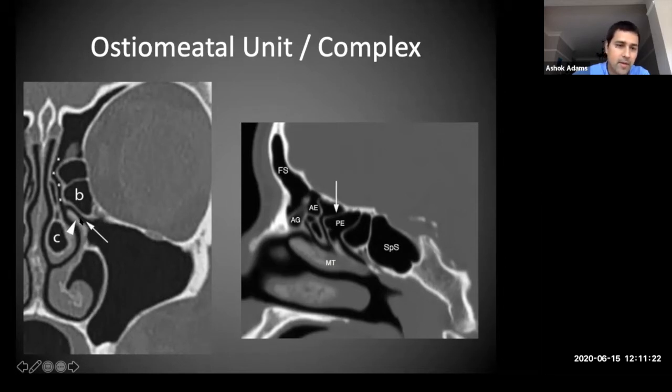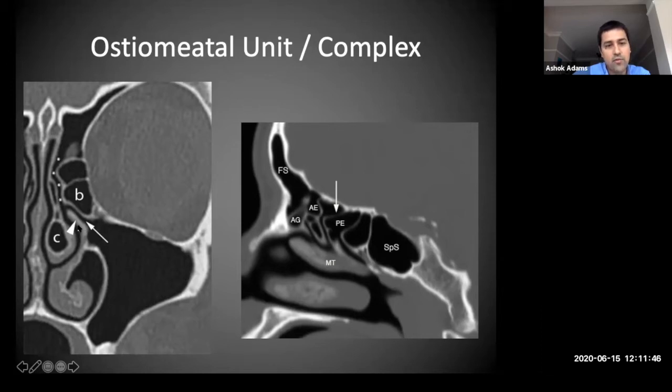As you can see here with the drainage pathway, you've got the hiatus semilunaris and the infundibulum there, all nicely aerated. Ethmoidal bulla, and you can see the frontal sinus drainage pathway is all clear, and in this patient an additional variant with a little concha. So once you've divided the anterior from the posterior ethmoidal labyrinth, the best way to do it is to look in two planes.